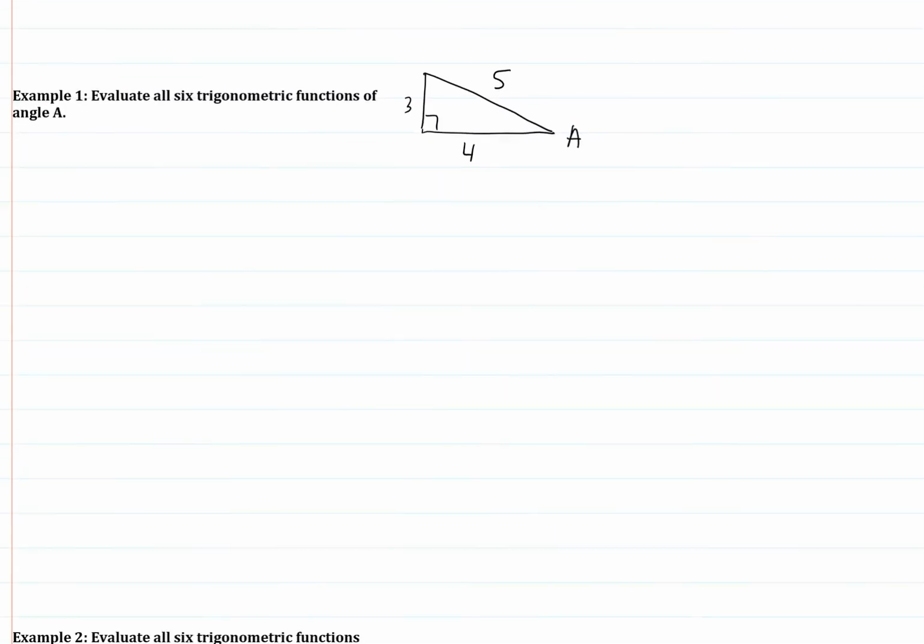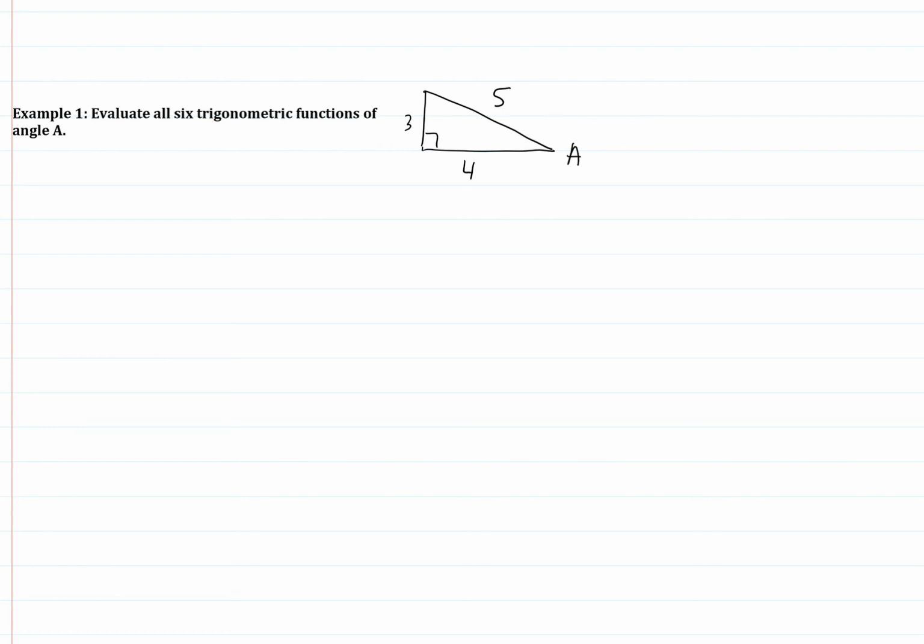Example 1, evaluate all 6 trigonometric functions of the angle A. So let's start in order. Sine of A is opposite over hypotenuse, SOHCAHTOA. 3 is the side across from, or not touching, A, so this would be 3/5. The cosine of A is the adjacent 4 over the hypotenuse 5, and the tangent of A is the opposite 3 over the adjacent 4.